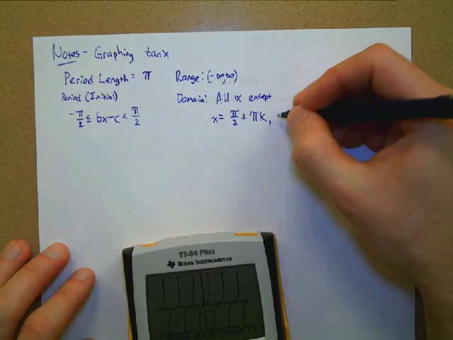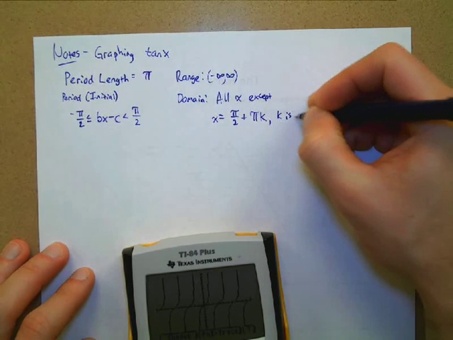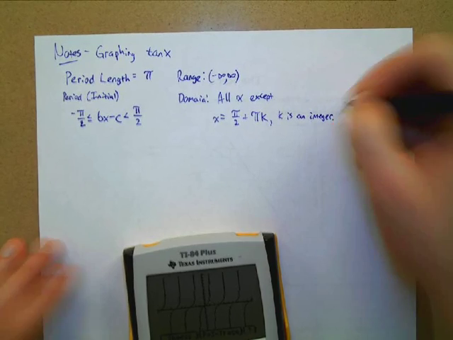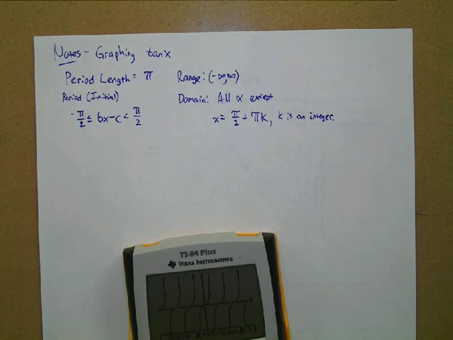Okay? So, since tangent repeats every pi, if I take pi over 2 and I add pi to it, that'll also be an asymptote. If I add another pi, now adding 2 pi, that'll be another asymptote. Or add 3 pi, 4 pi, 5 pi, 6 pi, 7 pi, so on and so forth. That's going to be our domain restrictions. They'll be all the asymptotes.